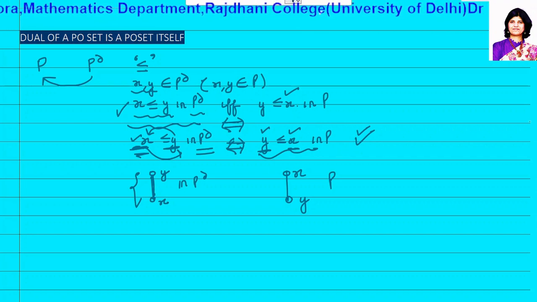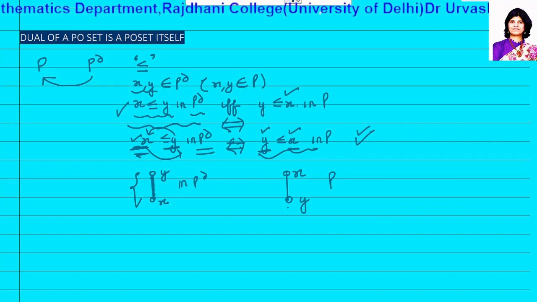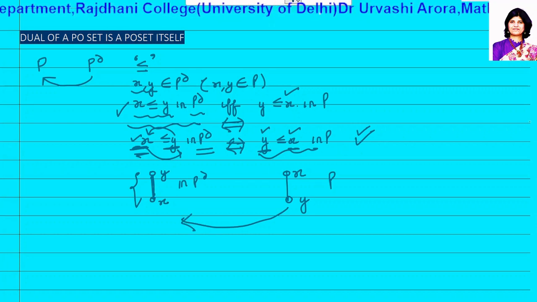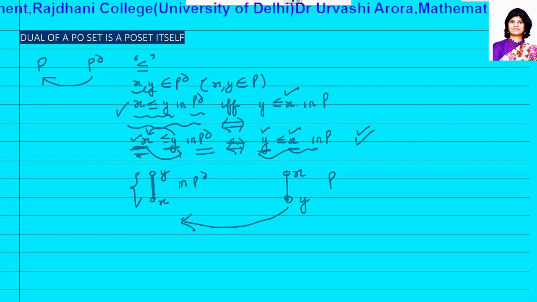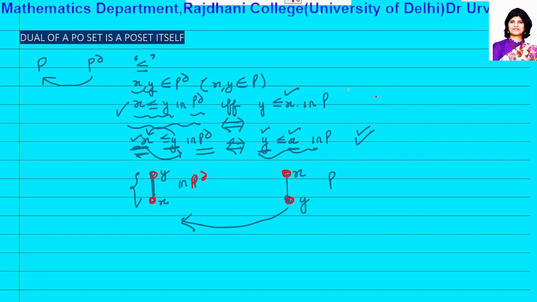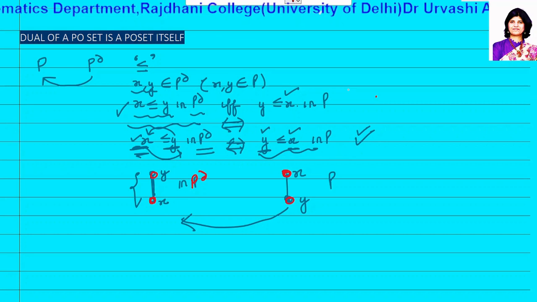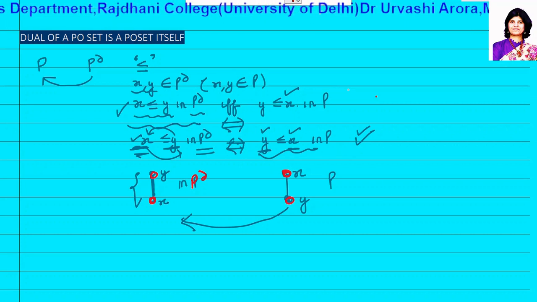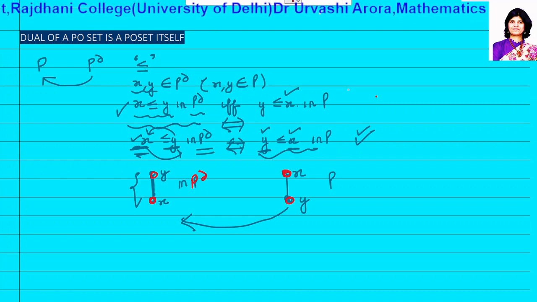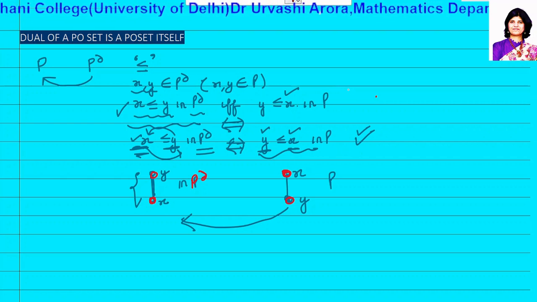Which means that from the diagram of P you can obtain the diagram of P dual. The only thing is that you have to just turn the diagram of P upside down. The diagram of P dual is actually the diagram of P inverted. So this is something that we had discussed in detail in the video in which we discussed the dual of a PO set and related observations.